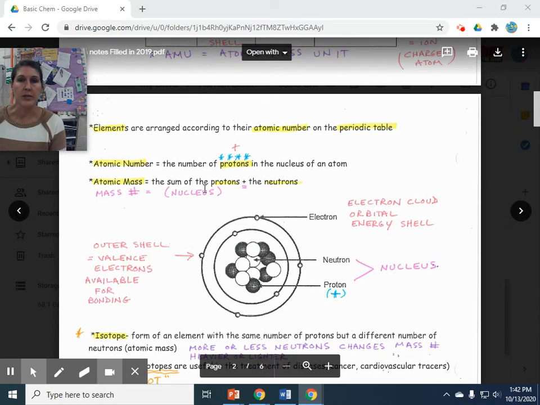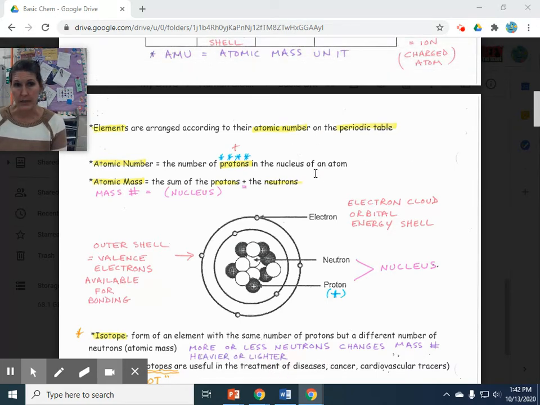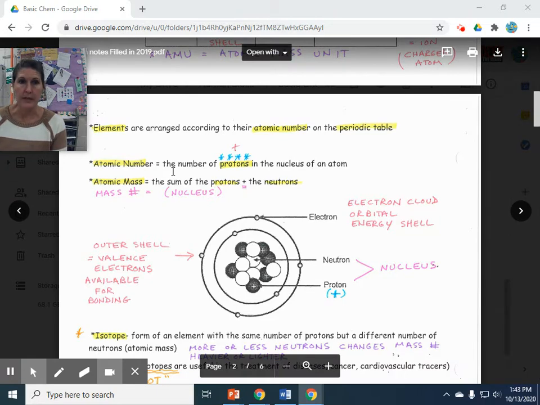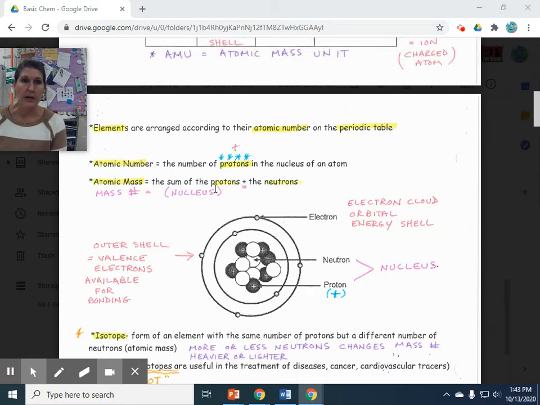We know that elements are arranged on the periodic table by their atomic number, once again, their number of protons. Know that the atomic number is the number of protons. Your atomic mass is what you find in the nucleus, so it's protons plus neutrons. Looking at this area here, all those little black circles would be protons. My white circles would be neutrons.